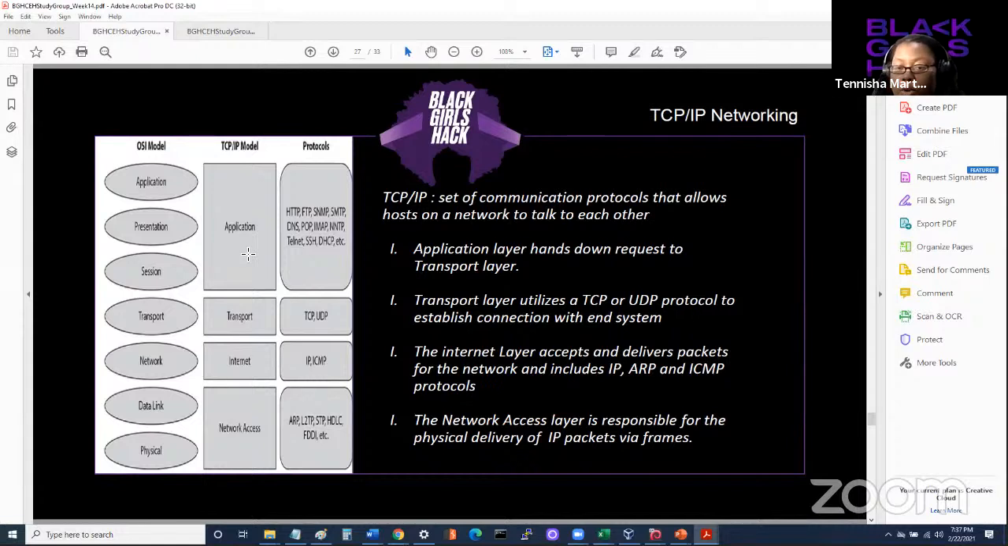So TCP is a set of communication protocols that allow hosts on a network to talk to each other. The application layer hands things down to the transport layer. The transport layer utilizes TCP or UDP to establish connections with the end. The internet layer accepts and delivers packets, and the network access layer is responsible for the physical delivery of frames. So you should know which PDU, which type of object each level deals with. So the network access deals with frames, the higher levels deal with packets. So you should just know what they deal with in case they ask you about, for example, segments or whatever the case may be.